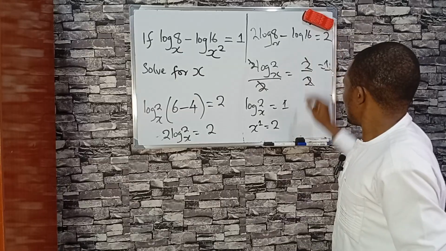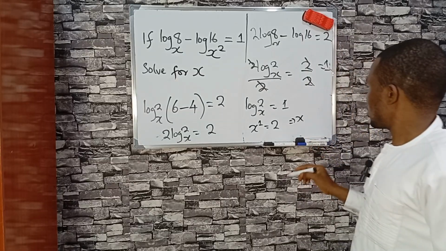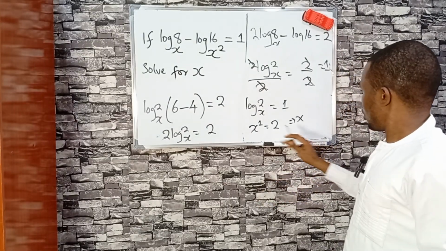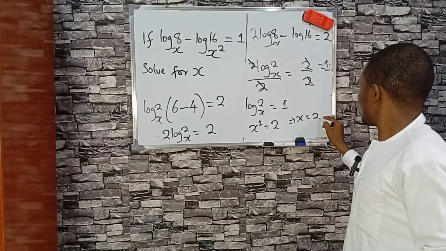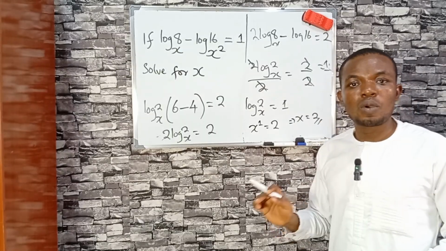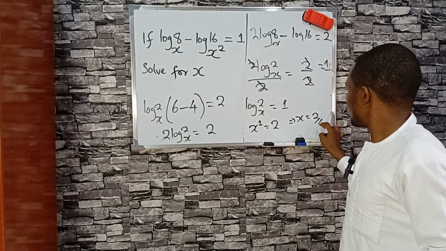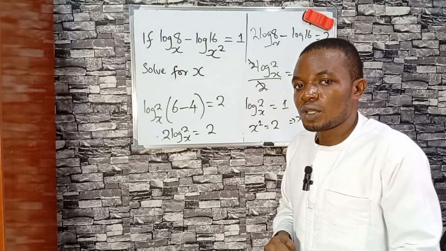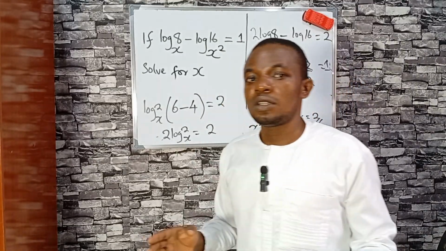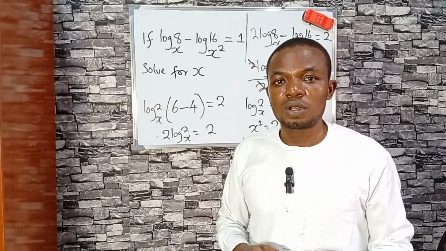X raised to power 1 is still x. Even if you raise x to its power 1 is x, so x equals to 2. Because x raised to power 1 is x and x is equal to 2. So I employed the first method. That was what I did during the short video, 3-minute video.